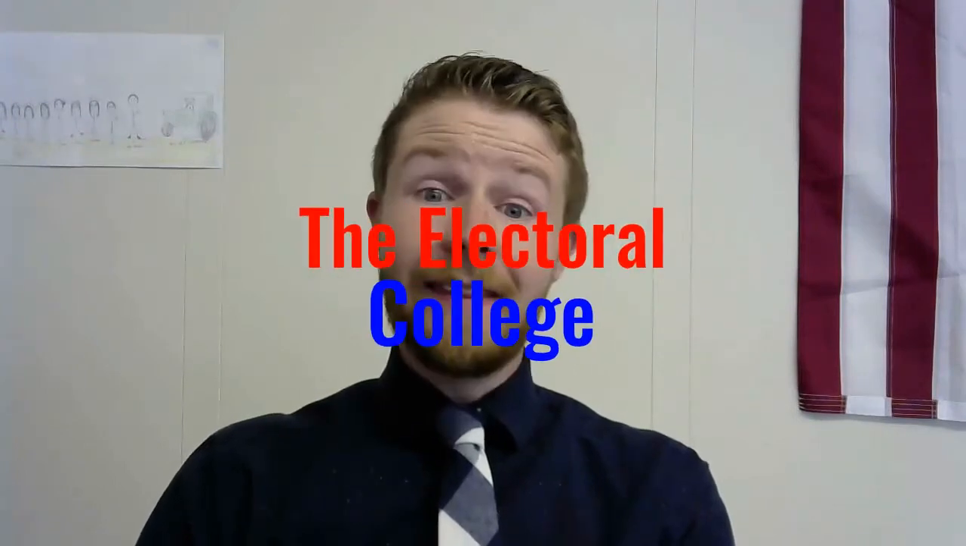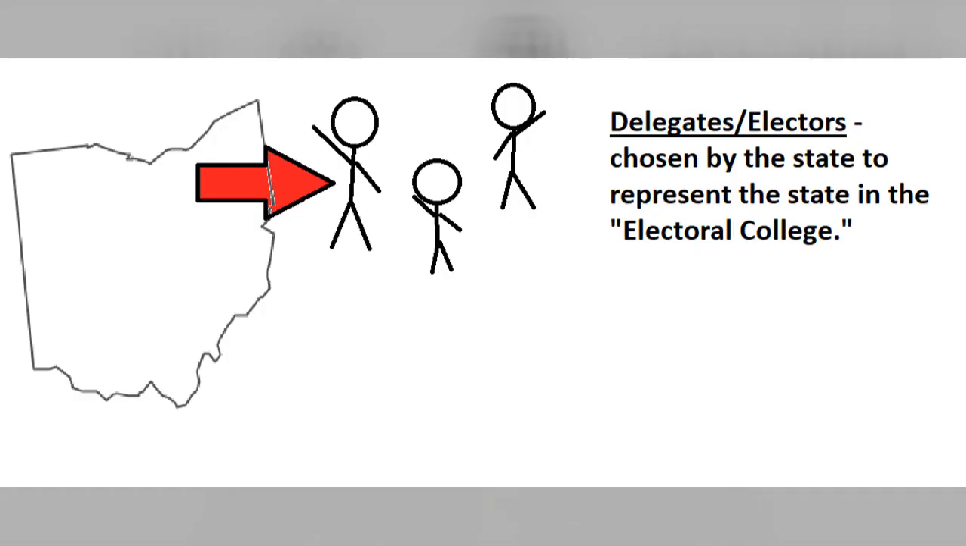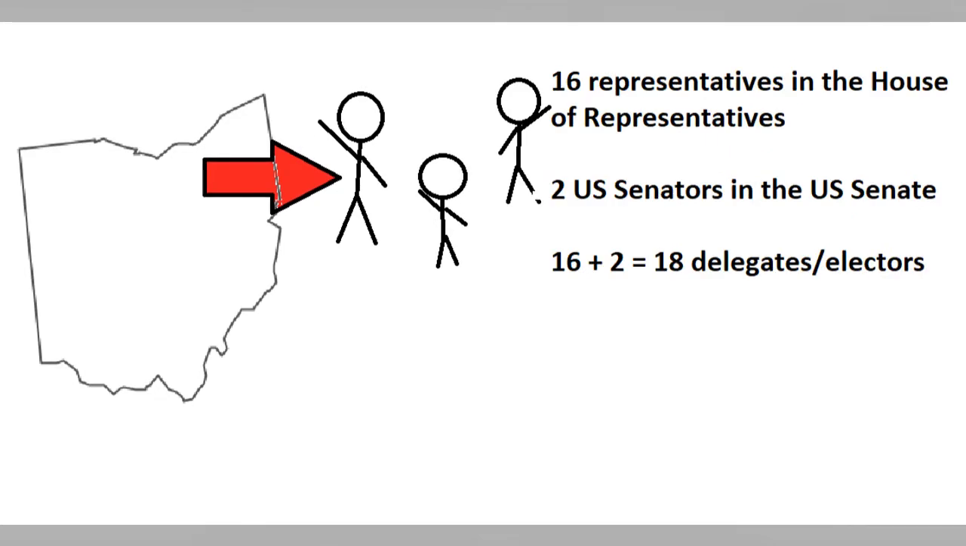Now we get to one of the most confusing and bizarre concepts in all of American government. The Electoral College. The Electoral College is a system used by the United States to elect both the president and the vice president. Here's how it works. Each state is granted a certain amount of delegates to this Electoral College. The amount of delegates a state gets is determined by the number of representatives they have in the House of Representatives and the number of senators they have.